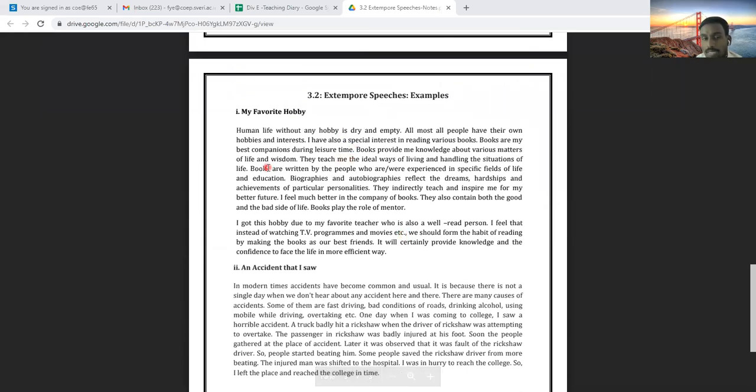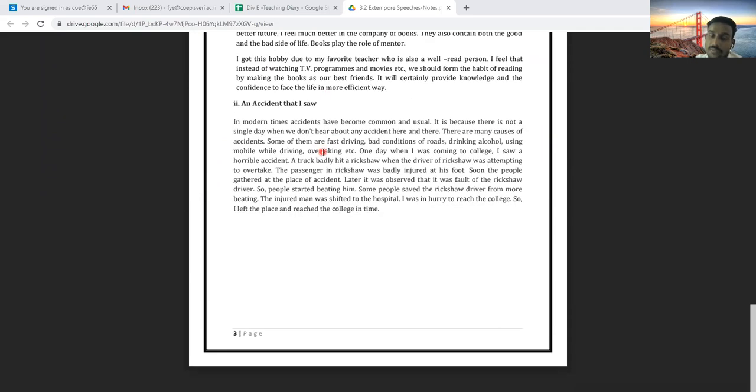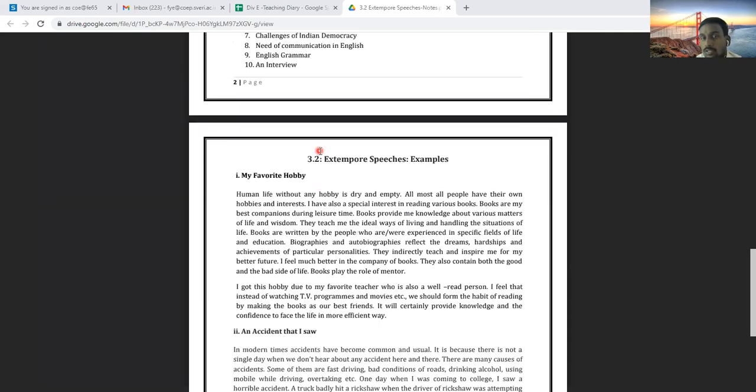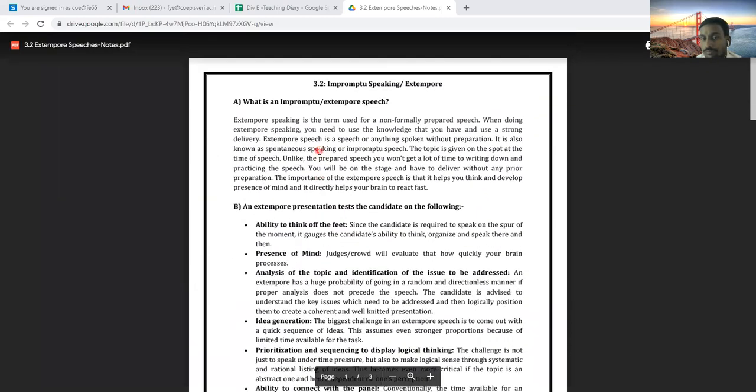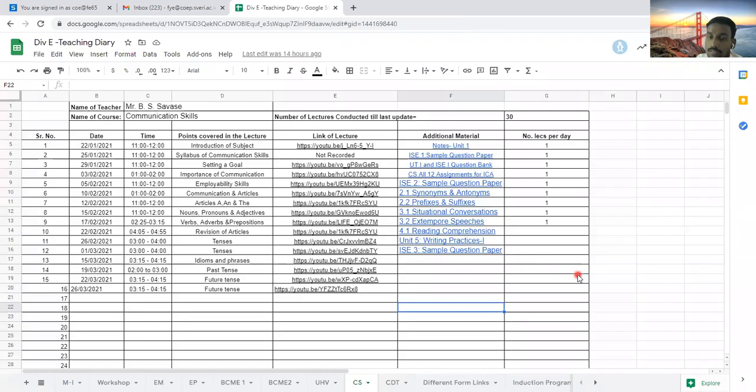Here some examples are given. They are in written format, but extempore speech is usually in spoken format. But for you, it is given in written form: my favorite hobby and an accident that I saw. Okay, that was about 3.2. Shall we go to the next point? After this, we are going to discuss another set of notes, and here it will be reading comprehension.